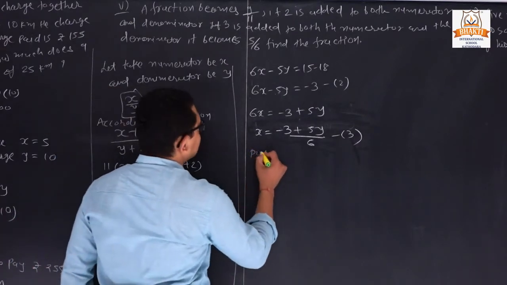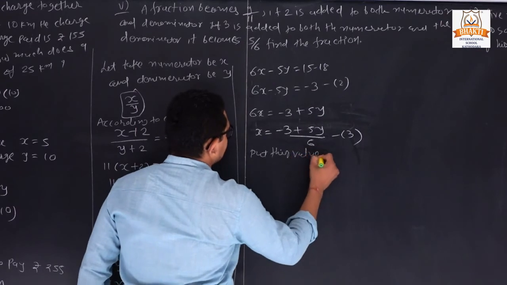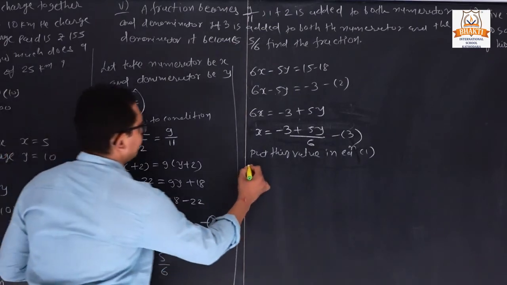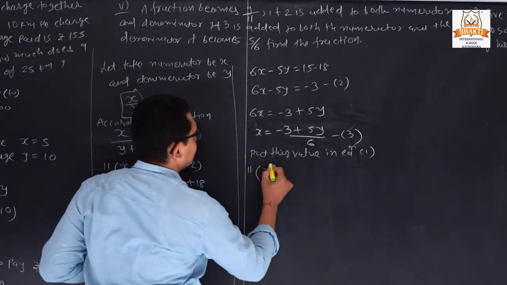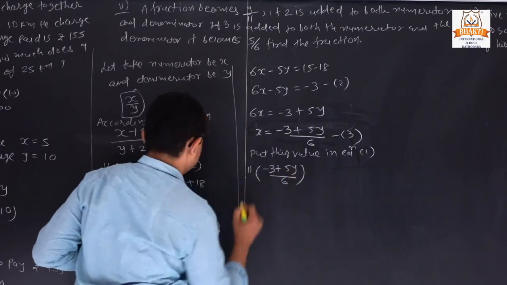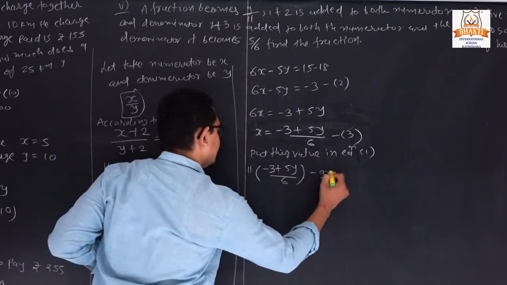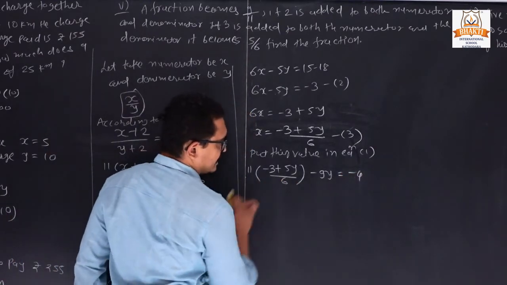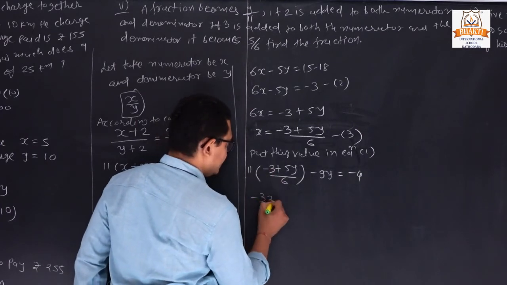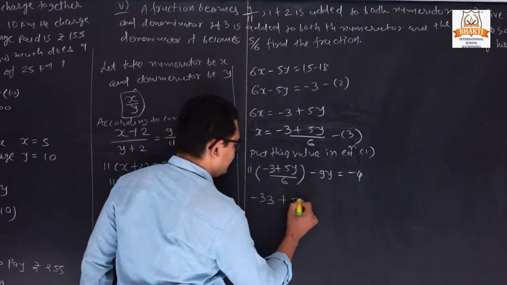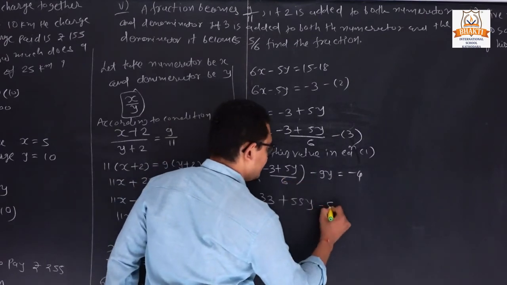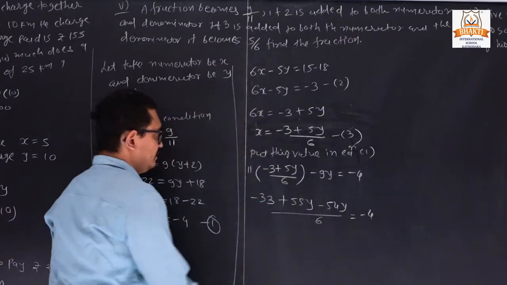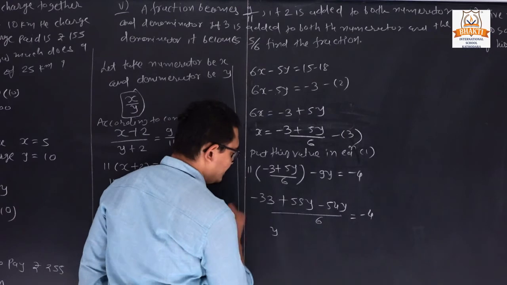So put this value in equation number 1. What is x? Minus 3 plus 5y divided by 6, minus 9y is equal to minus 4. So 6 is our LCM. 11 times minus 3 is minus 33, plus 55y, and 6 times 9y is 54y, because 6 is our LCM. Now simplify. 55 minus 54, so only y.